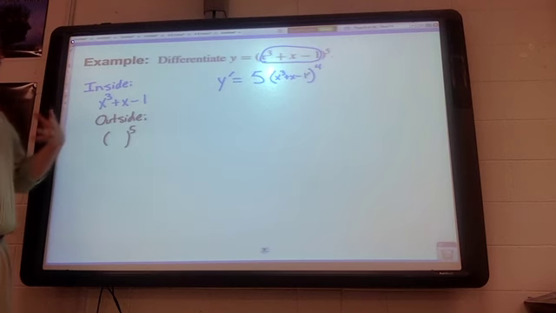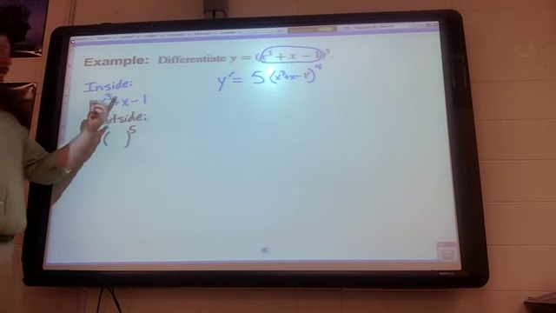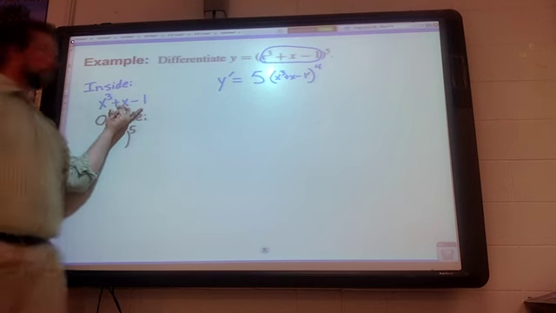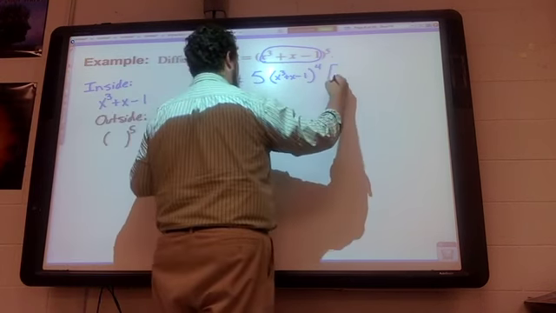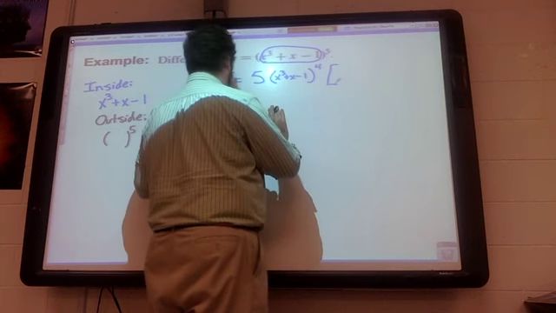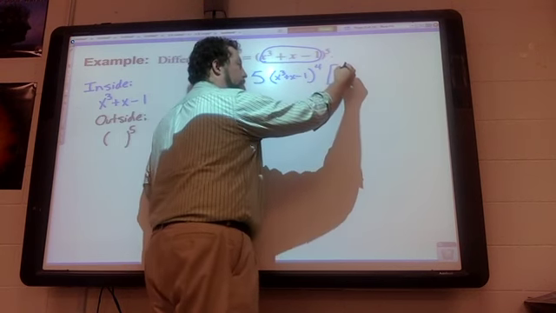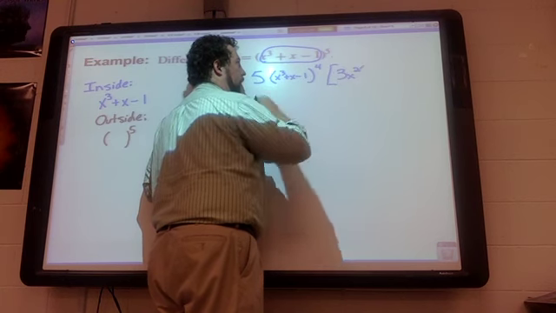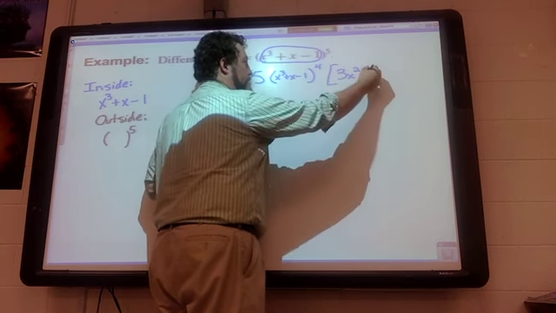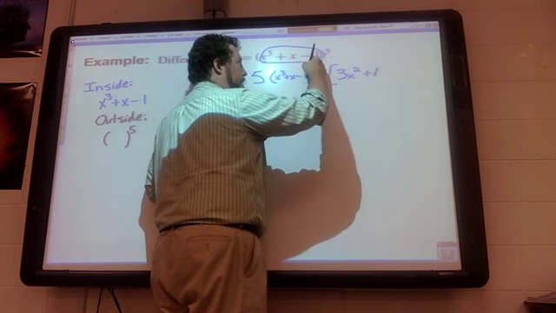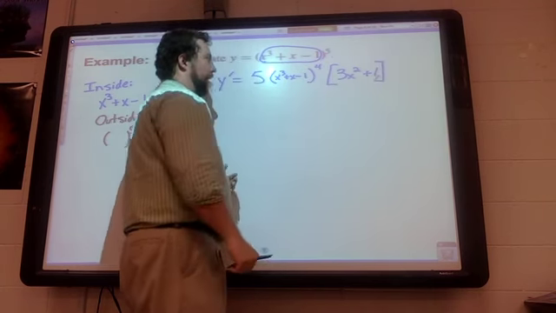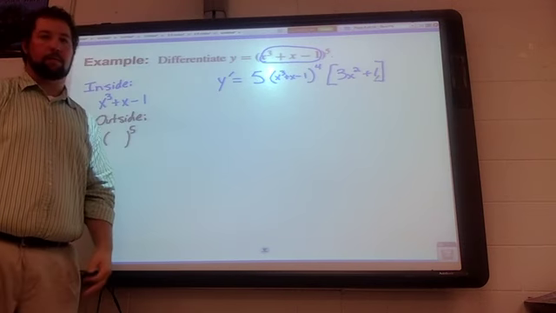And then the other part of the chain rule is once you do that outside, you have to take the derivative of the inside. This should be a pretty simple power rule. It's going to be times, because that's what the chain rule says, the derivative of x cubed, which is 3x squared. The derivative of the x is just plus 1, and the minus 1 goes away because its derivative is 0. And that's the derivative.